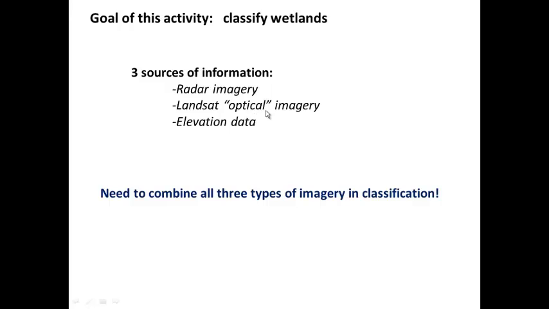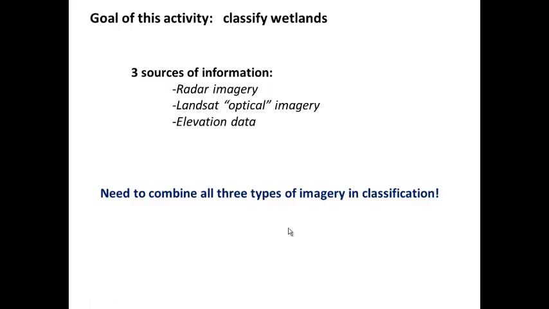And we can also combine that with elevation data. One thing we do know about wetlands is that they cannot occur on steep slopes. By definition, wetlands can only occur in really flat areas. So ultimately we're going to use a mask to mask out any areas that aren't flat. So our goal is to combine all three types of imagery in a single classification.